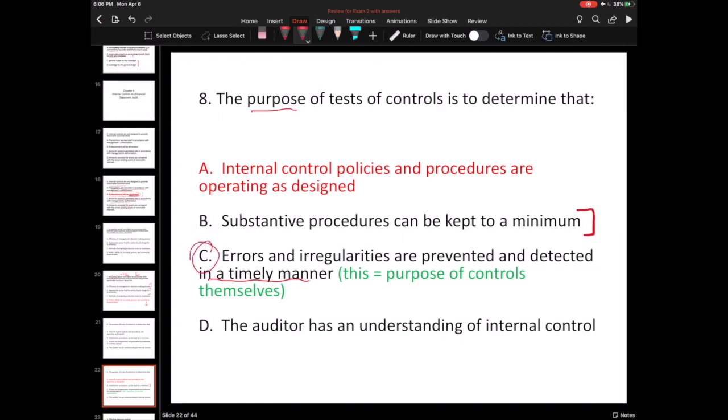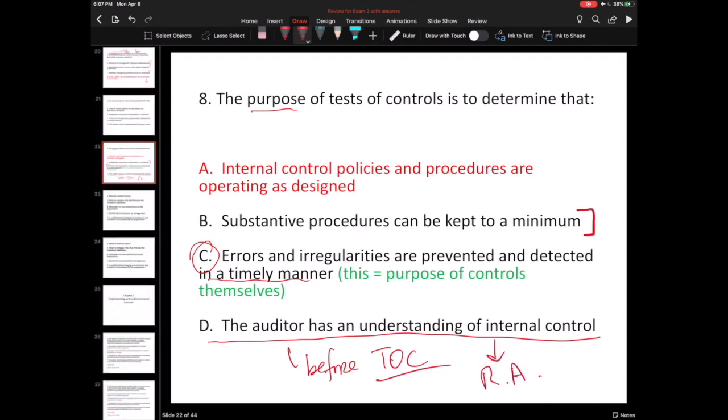I think C is usually the one that causes the most confusion. Students are usually torn between A versus C, the auditor has an understanding of internal control. The auditor is required to gain an understanding of internal control, but that should happen before test of controls, right? It's a whole separate process. This is going to happen as part of risk assessment, right? They have to gain the understanding of the control environment in order to do the initial assessment of control risk.